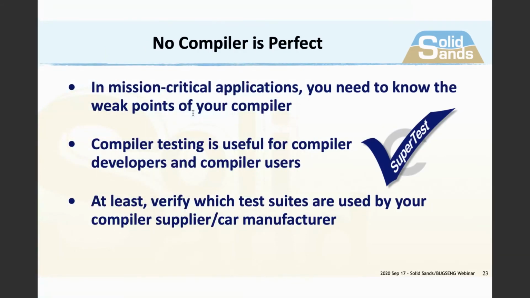So what we've learned, and what you've learned as well, because 90% of you did run into compiler errors, is that no compiler is perfect, and in mission critical, in particular safety critical applications, you do want to know about the weak points of your compiler. Testing the compiler can be done by compiler developers, and I would recommend that they do that, but also by compiler users, because that's a requirement of the functional safety procedures.